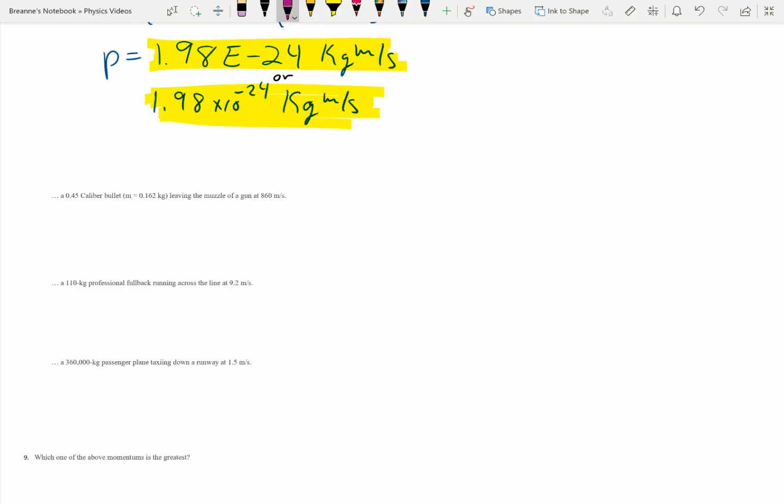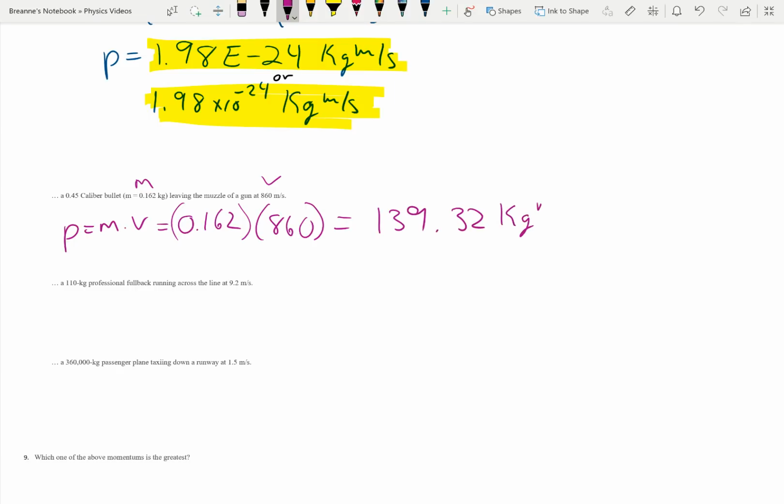We have a bullet, which has a mass and a velocity. So momentum is mass times velocity. So that makes it 0.162 times 860. Just plug that into your calculator. And you get 139.32 kilograms meters per second.